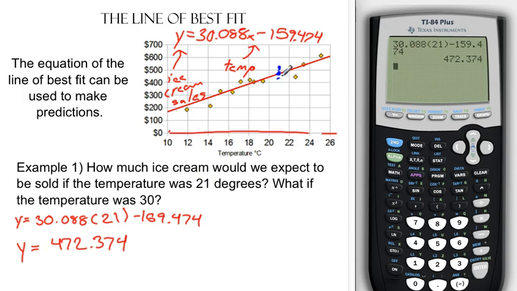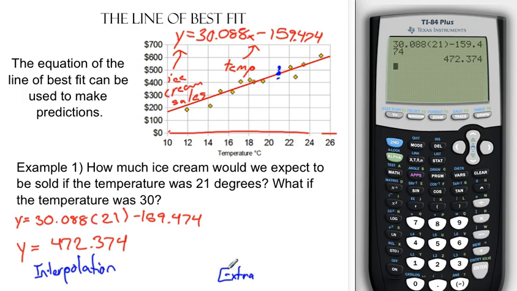Now, something else I want to point out to you, this won't be tested, but it's good information to know, that this 21 degrees that we're looking at is within the data set. This is called interpolation. So interpolation is when you make a prediction about an unknown value within the data set itself. We're going to look now at what happens if the temperature is 30. Well, that's well outside our data set. That's over here somewhere. That is called extrapolation.